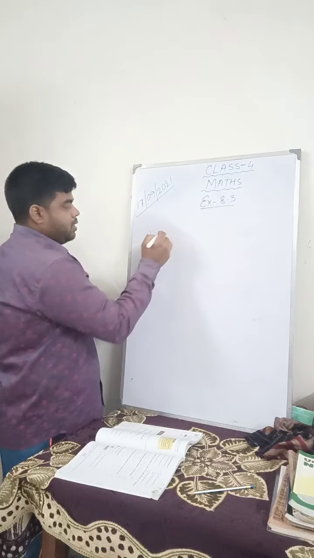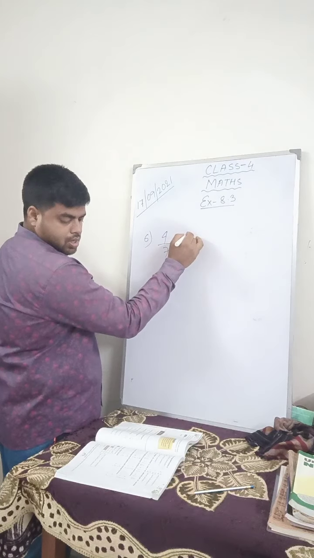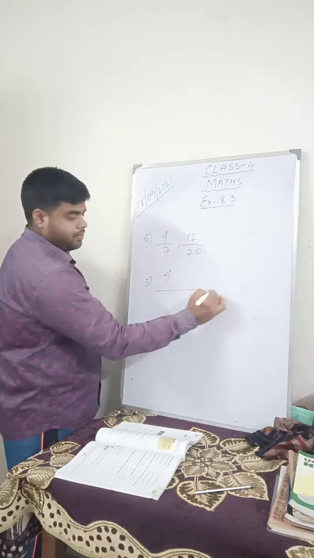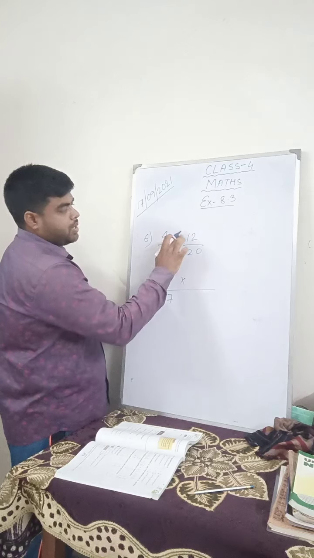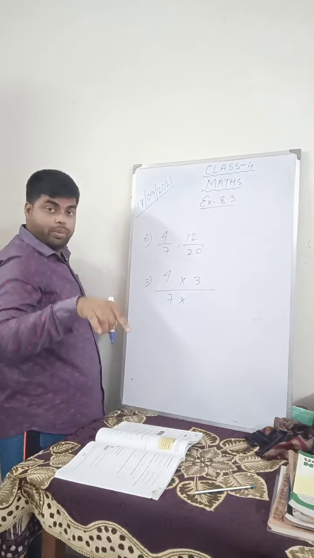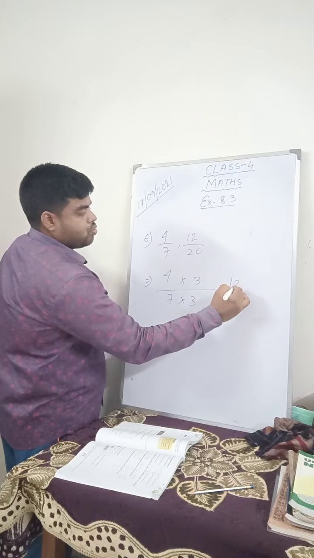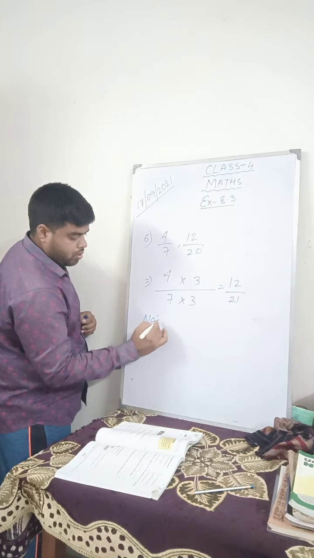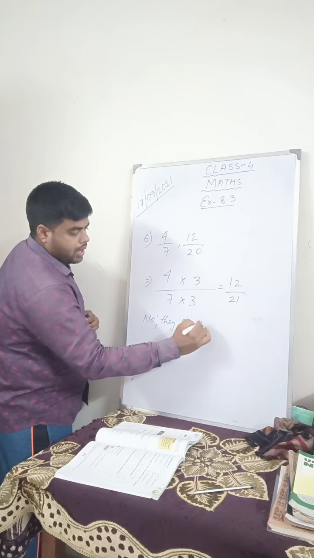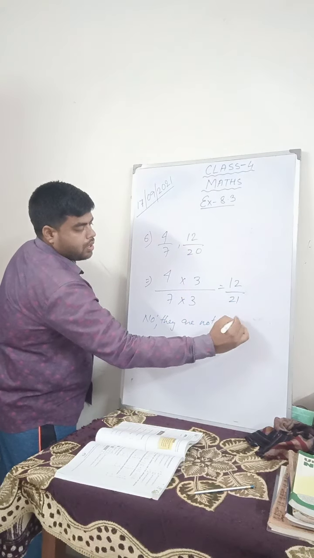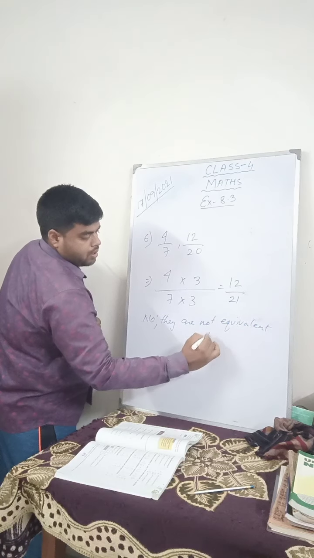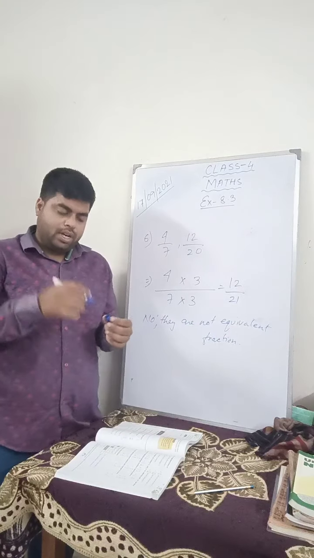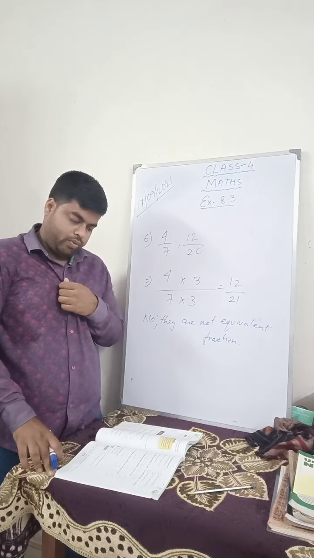Suppose question number B: 4 by 7, comma 12 by 20. So 4 into how much is 12? 4 into 3. So you have to multiply the denominator also by 3. 3 7s are 21, so 12 by 21. But they have given you 20. So you write no, they are not equivalent fractions. If they are equivalent, you write equivalent. If they are not equivalent, you write they are not equivalent.